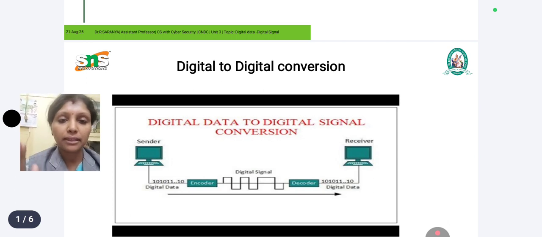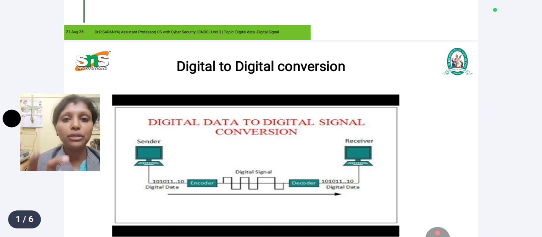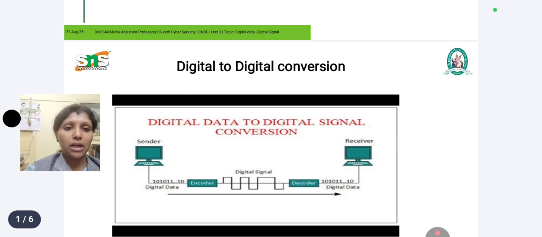After the encoding techniques, we are going to process the digital signal conversion. Before the receiver receives the data, we are going to decode it. We have to decrypt the data. The original data, finally, we are going to transmit to the receiver. So this is what the digital data to digital signal conversion is.